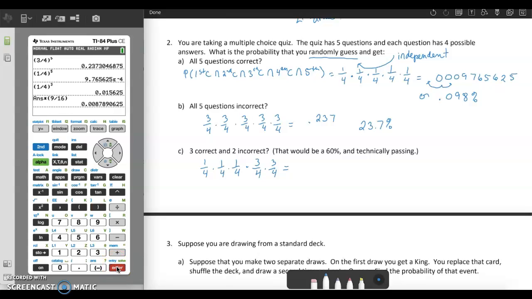So it looks like that probability comes out as 0.008789, or about a 0.88, let's say, percent probability that you would at least pass. So even just passing is very, very unlikely. Less than a 1% probability of that happening if you're just randomly guessing.